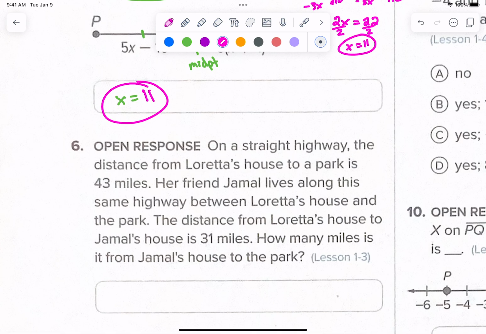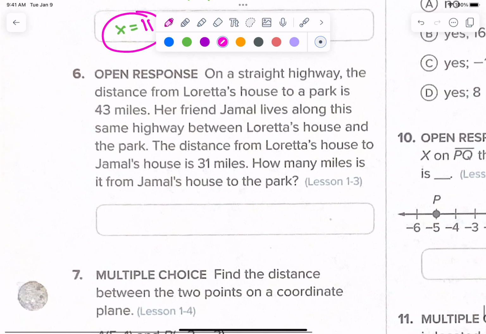Okay, all right, number 6 is a really easy problem, but they don't draw a picture. If they drew a picture, it would be a really easy problem, okay? Let's draw a picture on this. On a straight highway, so we're looking at a straight line, the distance from Loretta's house, I'm gonna do H, and the park, which is over here, is 43 miles.